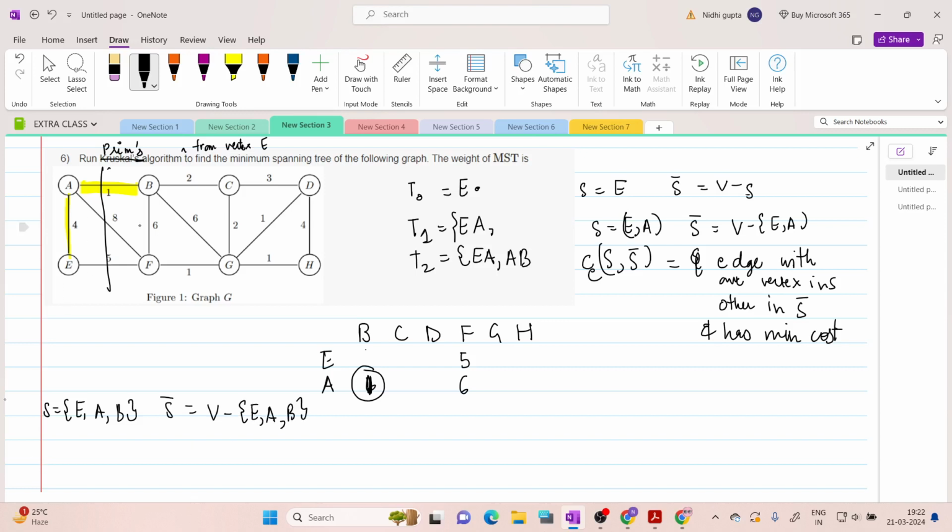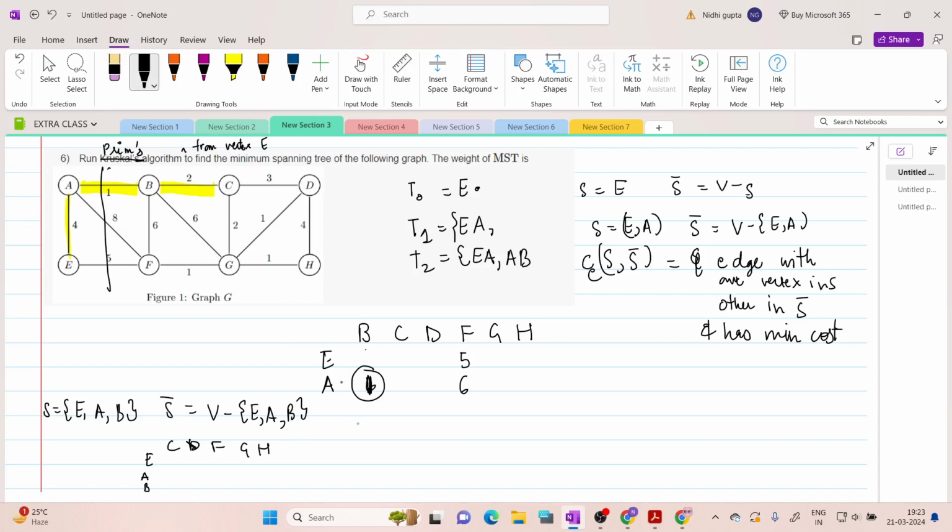So now what is the minimum cost edge now? So we'll do this only. We have three vertices here, E, A, B, and the rest of the vertices are C, D, F, G, H. So what is the minimum cost edge in this cut? BC. Yes, BC is the minimum edge. So the next edge that we are going to add is BC.